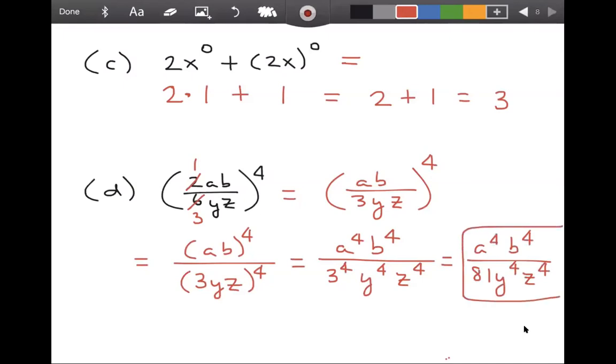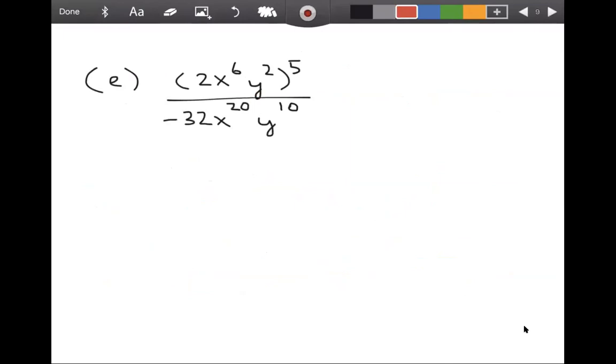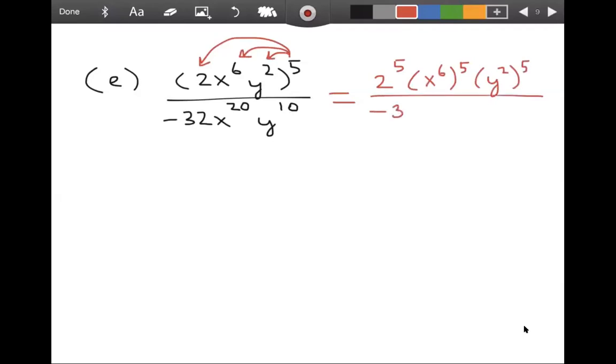And finally, we have the 5th power of 2x to the 6th y squared divided by -32 x to the 20th y to the 10th. So first, let's simplify the numerator. Again, I kind of think of this as a distributive property. So we have 2 to the 5th. And then we have x to the 6th to the power 5. Let me just write that down. And y to the 2nd to the power 5. Leave the downstairs alone for right now.